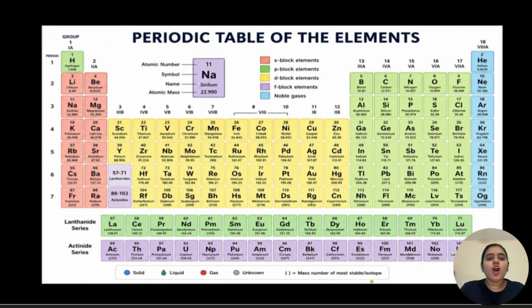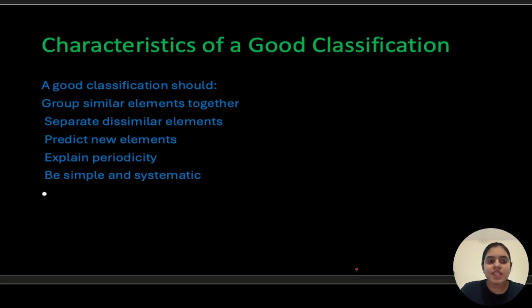This is the periodic table of the elements, right? So, this is the total 118 elements in the periodic table. So, there are groups and periods, right? This is the atomic number, this is the symbol, this is the name and this is the atomic mass. We will study later in this chapter. Next slide is characteristics of a good classification.